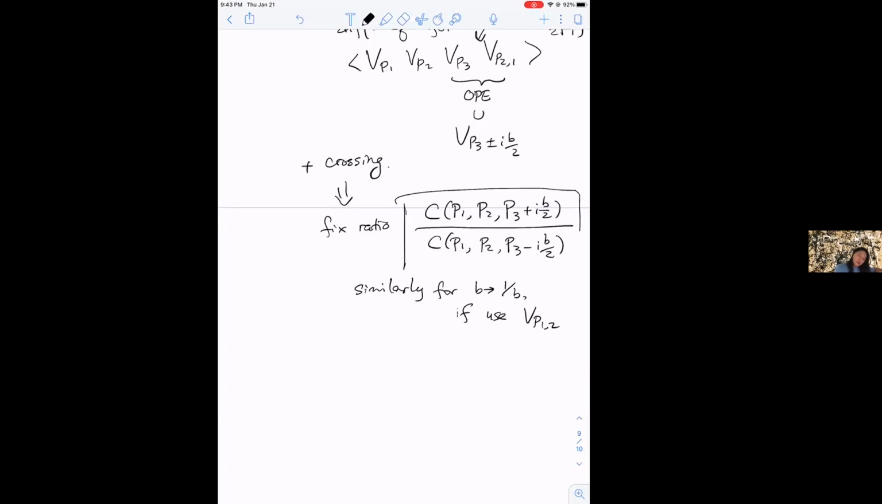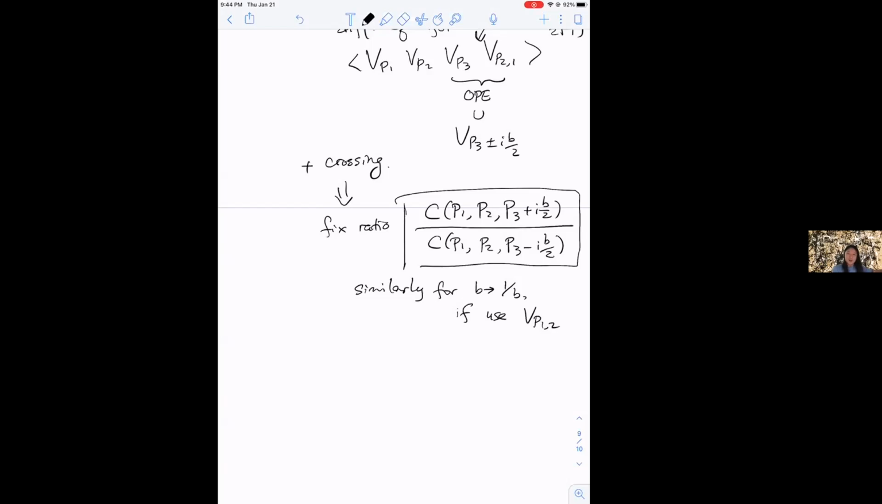These ratios will give you some kind of recursion formula that relates these structure constants at different values, and you can find a solution up to some overall normalization that has some suitably reasonable analytic properties, asymptotic properties on the complex momentum plane. So that's the rough logic.